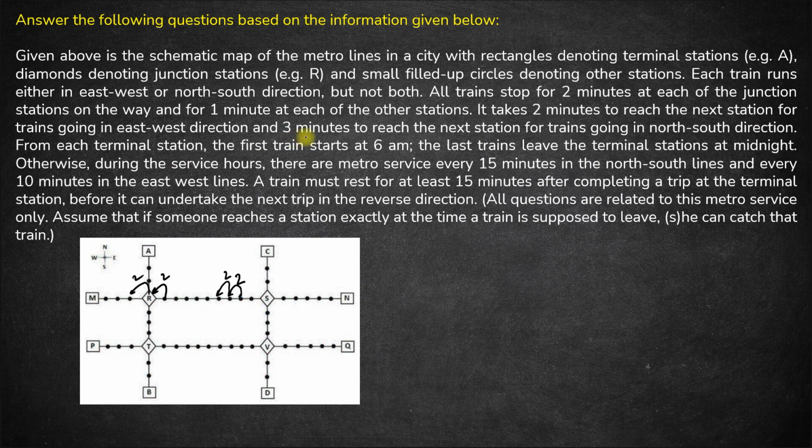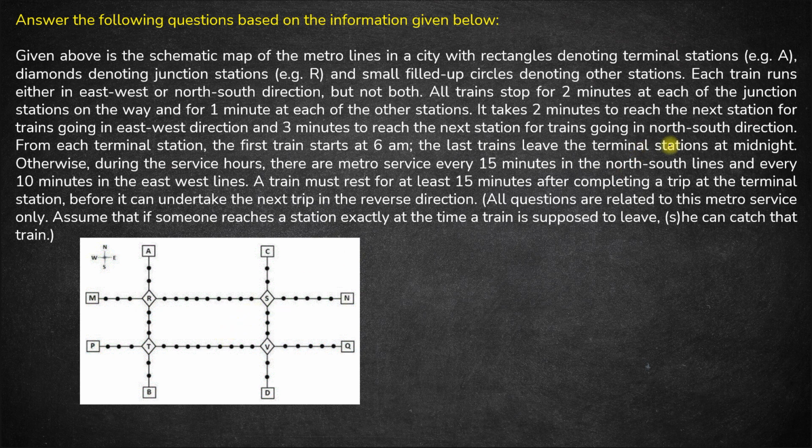and it takes 3 minutes to go in the north-south direction between any 2 stations. So to go from this station till V, it will take 3 minutes in the north-south direction. To go from V till the next station, it will take another 3 minutes, 3 minutes, 3 minutes, and so on.